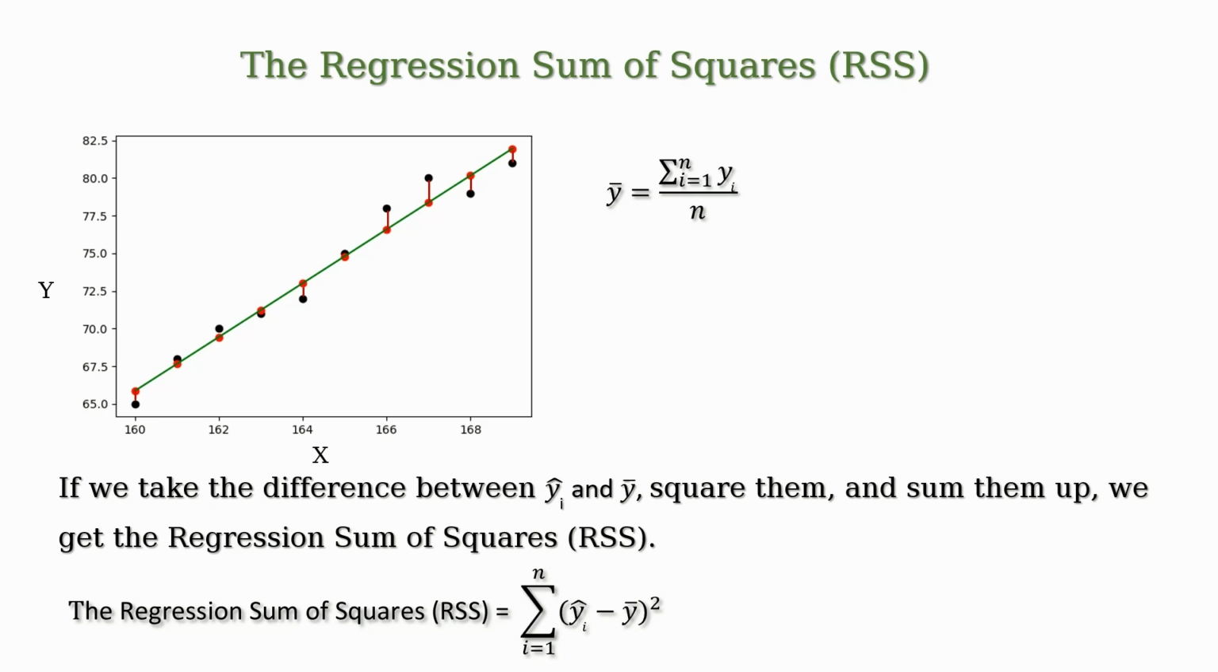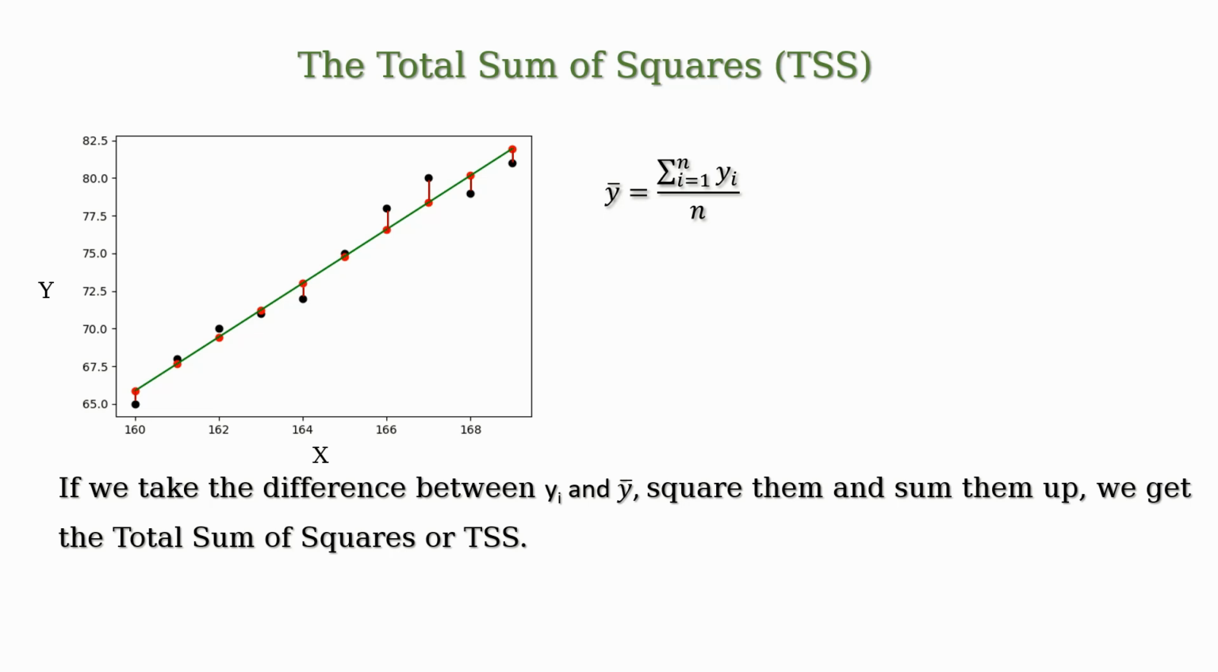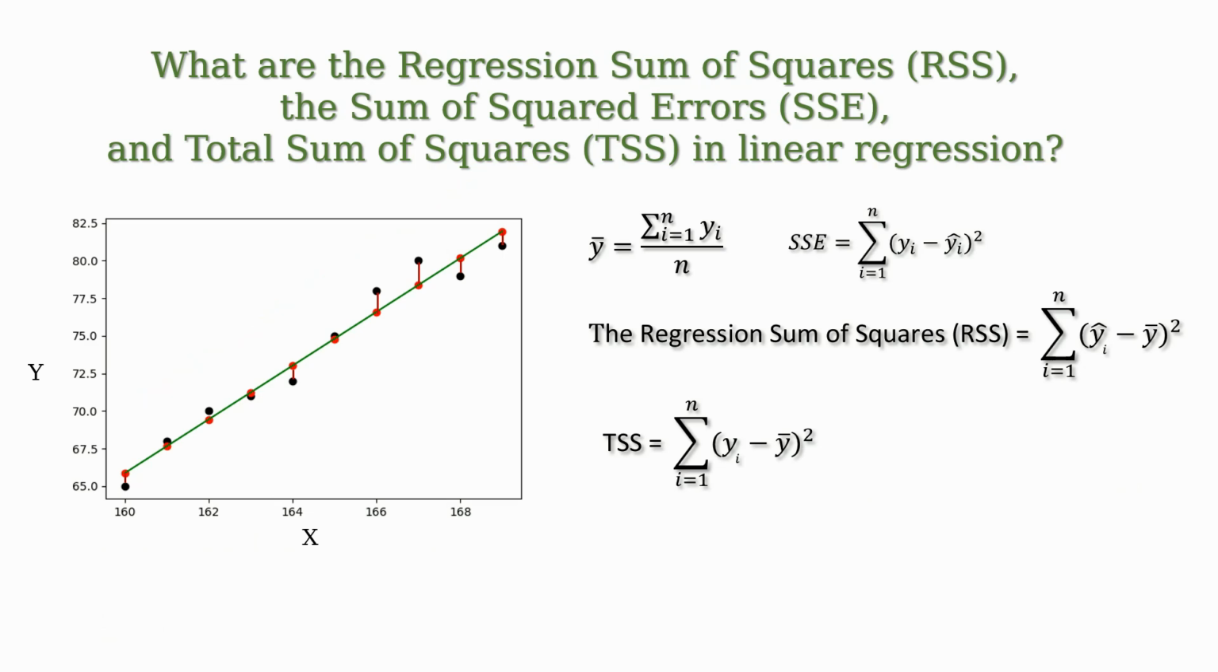Please note that here we are representing the regression sum of squares with RSS and the residual sum of squares with sum of squared errors or SSE. Now, if we take the difference between yi and y bar, square them and sum them up, we get the total sum of squares or TSS. In other words, if we are given n points, then TSS is equal to summation from i equals 1 to n of (yi minus y bar) whole square.